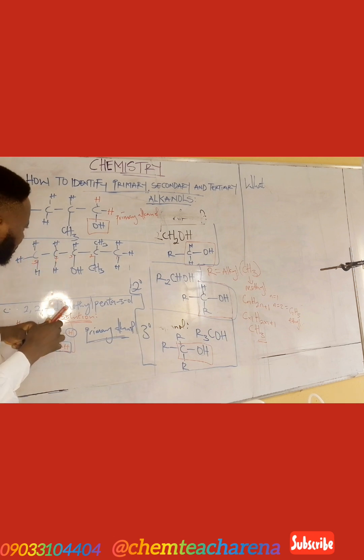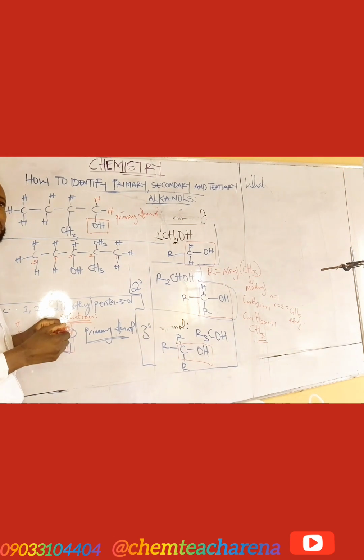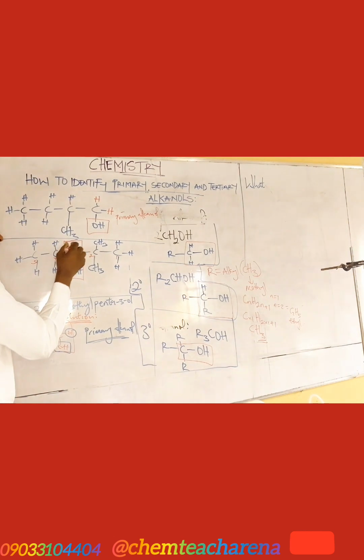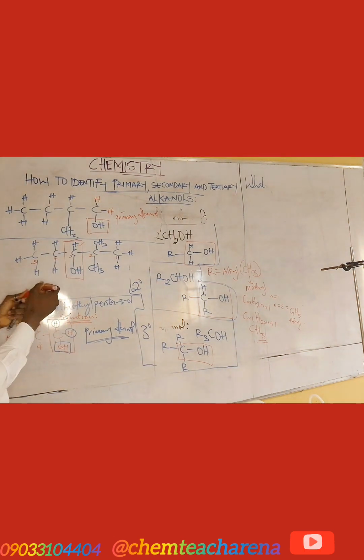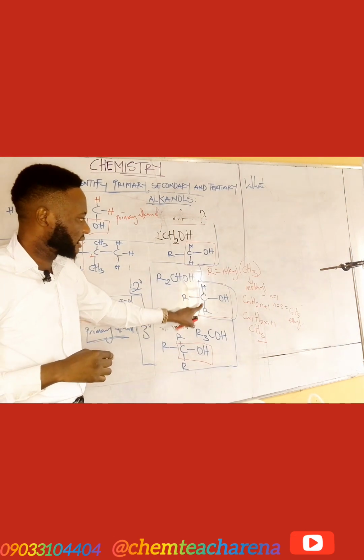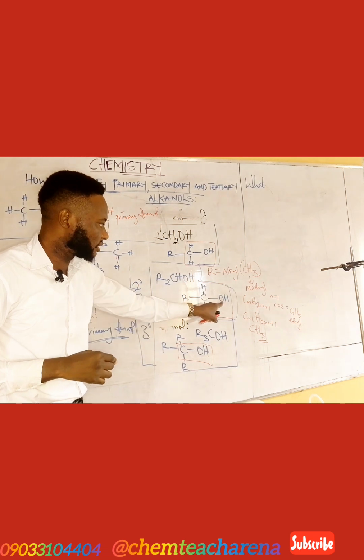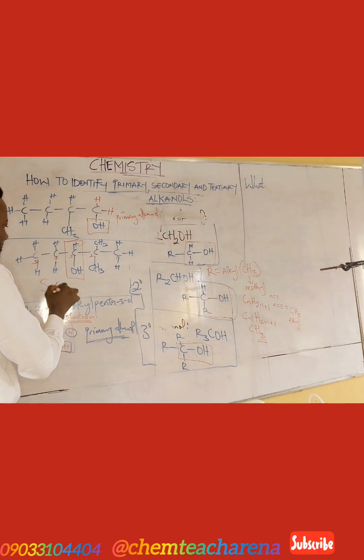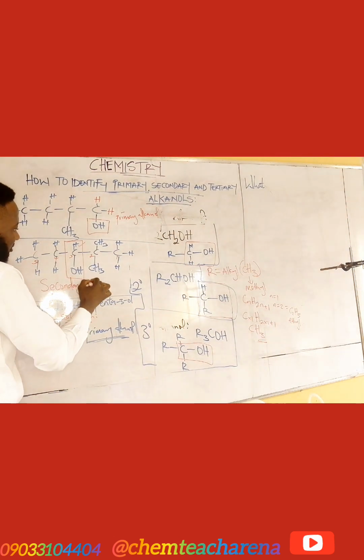So now let's look. Is it primary, secondary, or tertiary? Just locate your OH. The carbon bearing the hydroxyl, how many hydrogens does it have? It has just 1. So we look for the class with just 1 hydrogen, which is secondary alkanol. So the last one is a secondary alkanol.